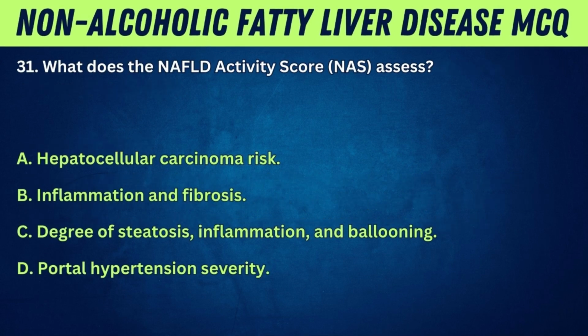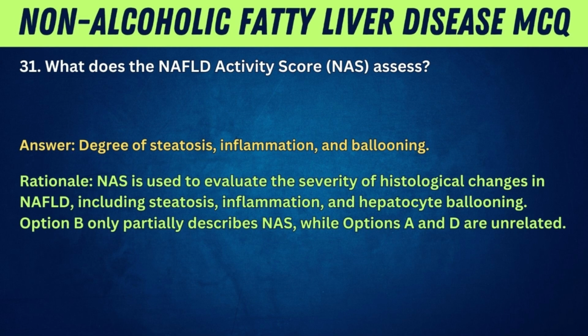31. What does the NAFLD activity score, NAS, assess? A. Hepatocellular carcinoma risk. B. Inflammation and fibrosis. C. Degree of steatosis, inflammation, and ballooning. D. Portal hypertension severity. Answer: degree of steatosis, inflammation, and ballooning.